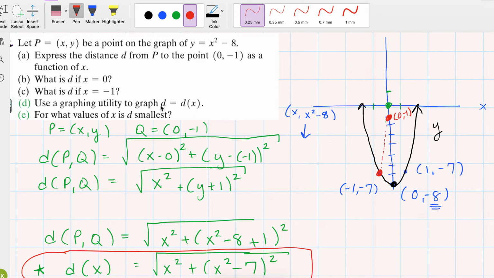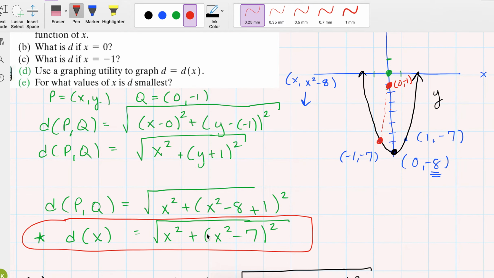All right, let's graph this function. So I want to graph d of x is equal to the square root of x squared plus x squared minus 7 squared. So what I'm going to do is use this website, desmos.com, to graph this. Now if you have a TI-83 or 87, you can use a calculator to graph that. This website is really nice. It's going to show me what this graph looks like, and I'm going to show you exactly how to do that.